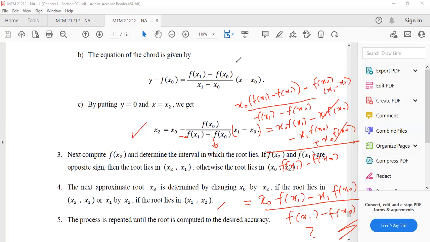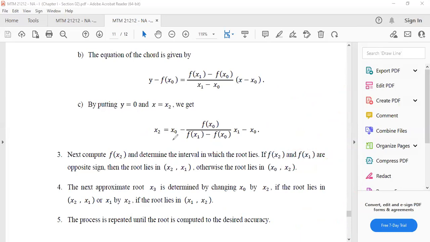So see here, I will show you why I have chosen that one also. Rather than x0 minus f(x0), f(x1), f(x0), so many things are there now. Rather than that, see how nicely I can remember this one: x0, sorry, x1 f(x0) divided by f(x1) minus f(x0). Is that correct, the way I have written?